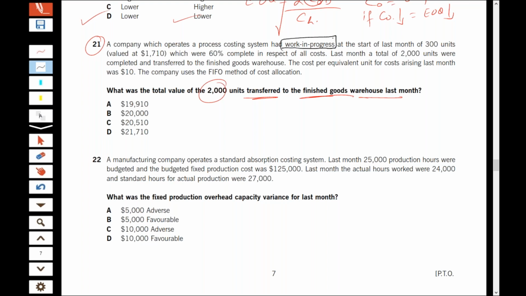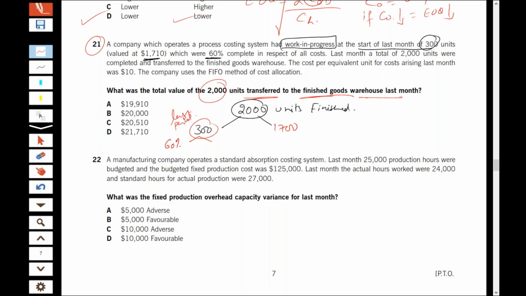Yes, it's a work in progress. At the start of the last month, 300 units, which was 60% complete. That means 2000 units are finished goods. Obviously, it includes 300 units as well and 1700 units in this period. It was from the last period. It was 60% complete at 1710. 60% of 300 becomes 180 units. And 40%, 300 multiplied by 40%, that becomes 120 units. And it will be valued at $10, which is the cost arising in the current period. So what will be the total amount?